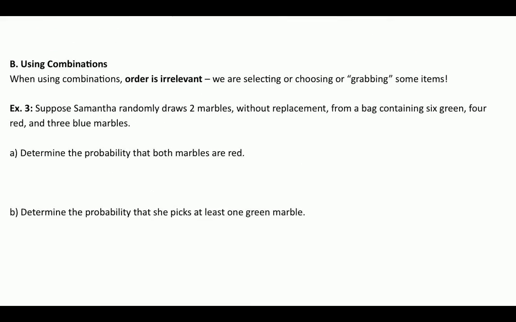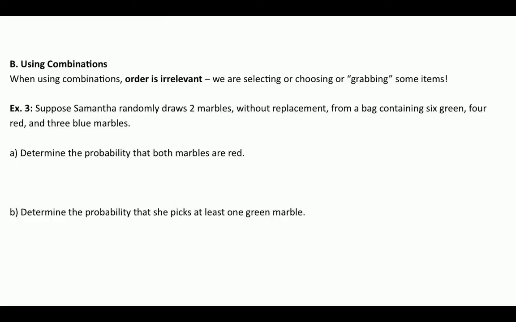Okay, so now we've looked at permutations. Now let's investigate a couple of examples with combinations. Here, order is irrelevant. So we're just choosing or grabbing some items. One of the very archetypal questions in this is marbles, and drawing marbles or drawing candies or choosing something out of a bag.